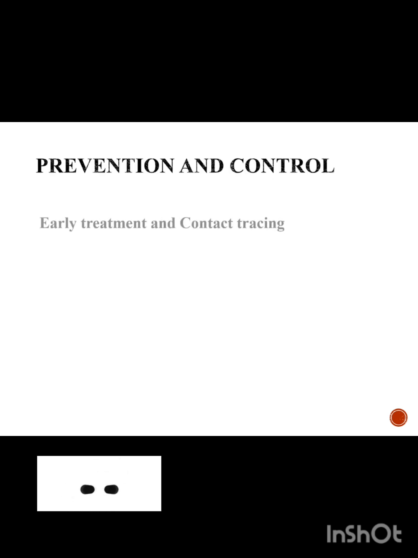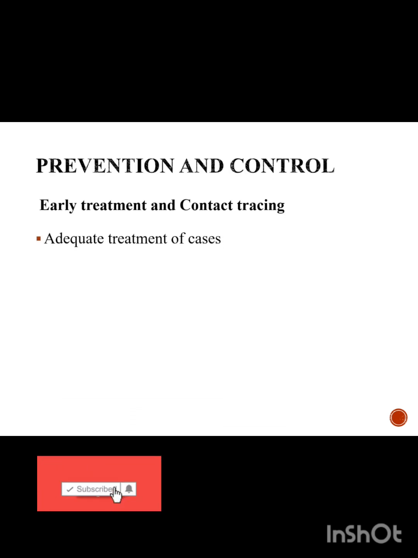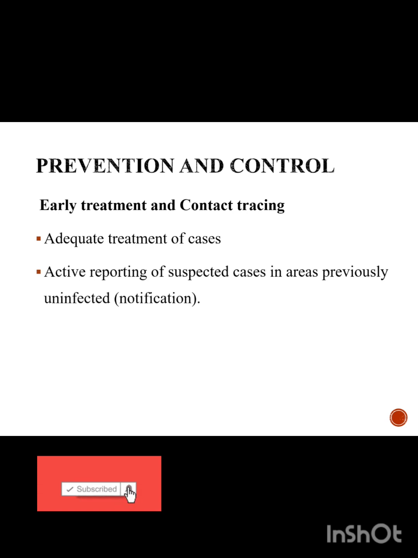then other preventive measures: early treatment and contact tracing. This one is very important, because when you are suspecting a case of cholera, there could be an outbreak where this person is coming from. So make sure that the last person they were in contact with is treated. Then when that person comes, they should also get the last contact, so that every person in that area is treated. Okay, so make sure that you treat any cases adequately.